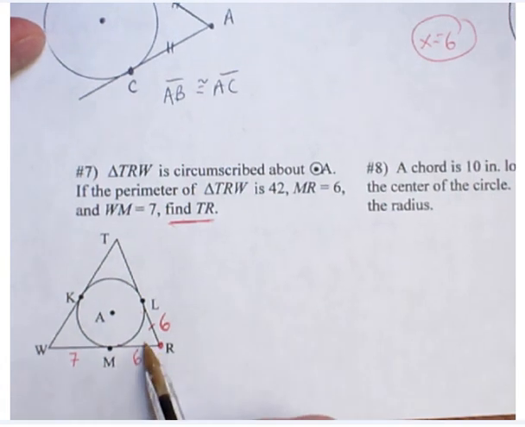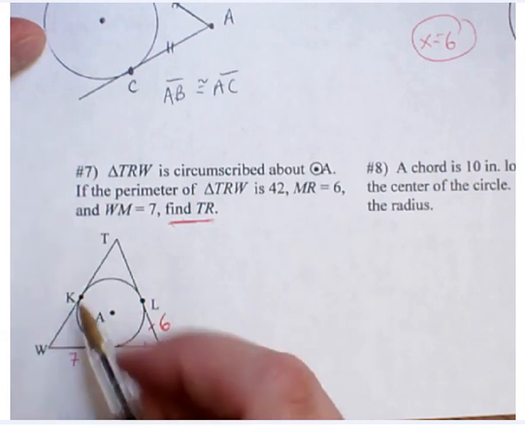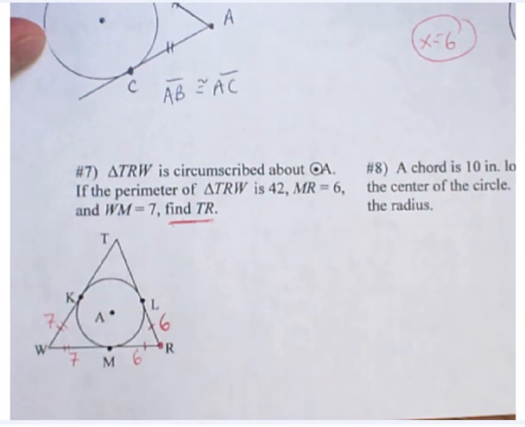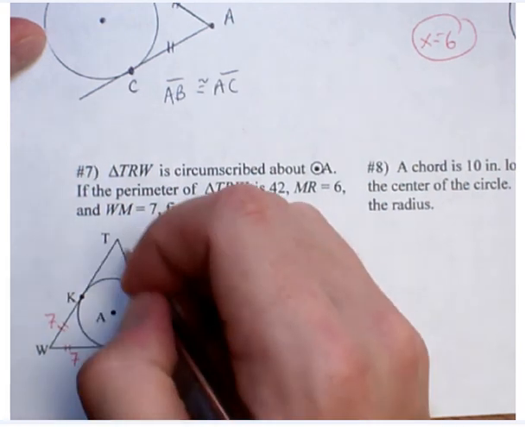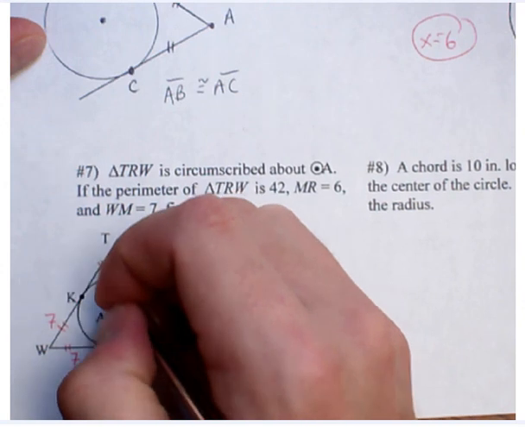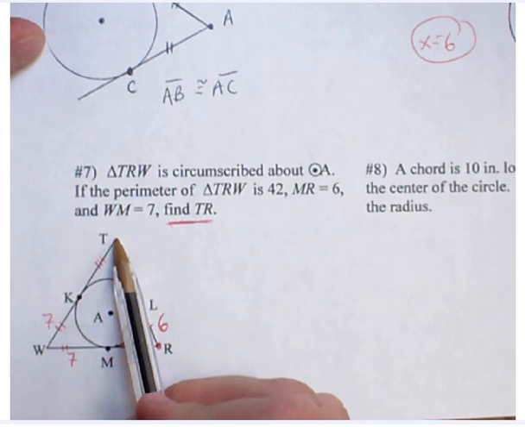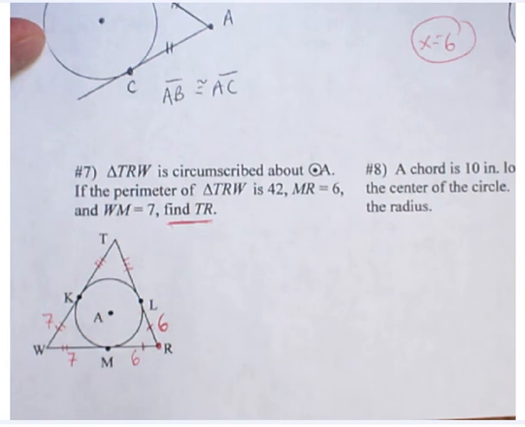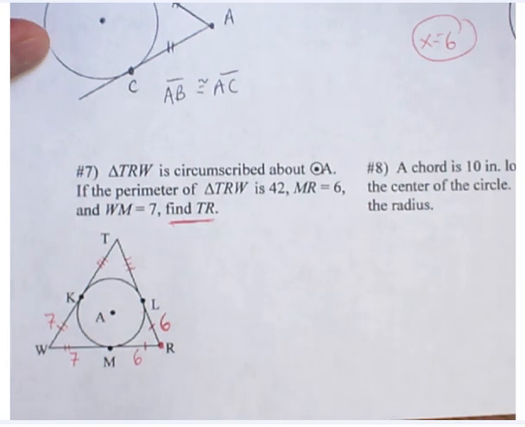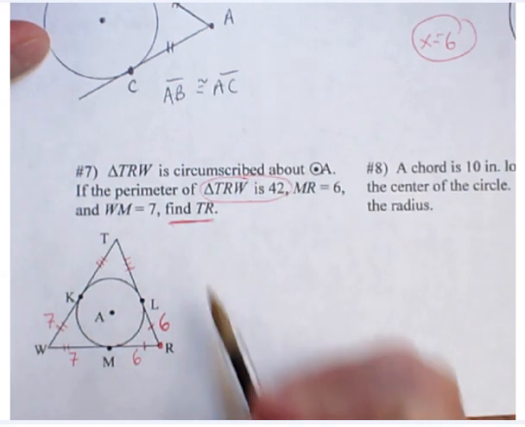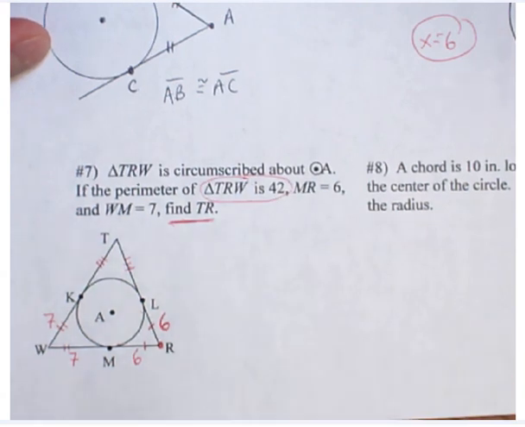Two tangents from the same exterior point have to be congruent. So what does that say about KW? Then that would have to be 7. Now, the last two segments here, TK and TL, those have to be congruent because they're both from point T. So how do we find it? Well, we have to use the other piece of information. Triangle TRW is 42, the perimeter.